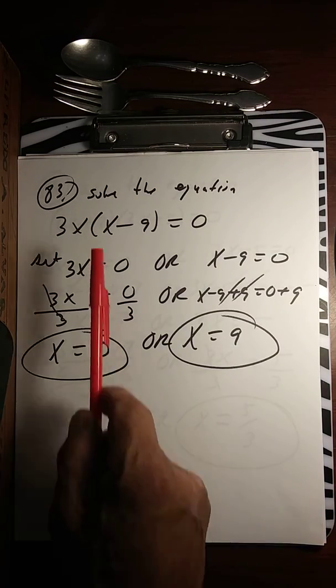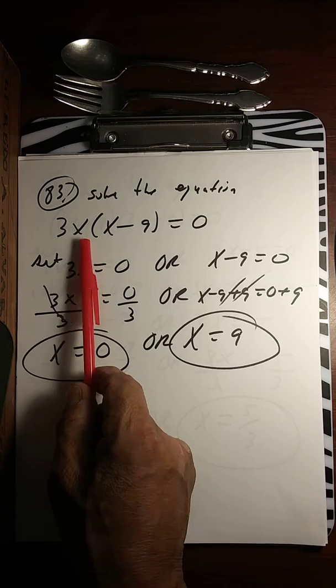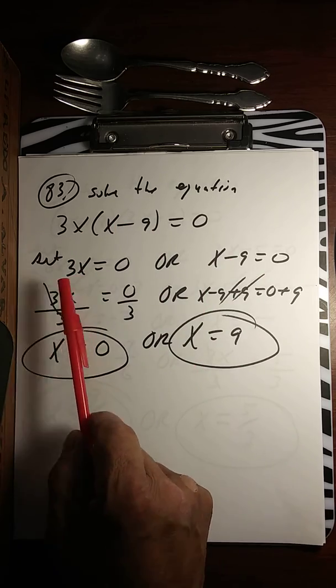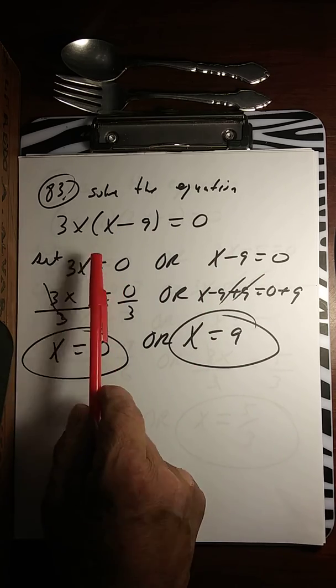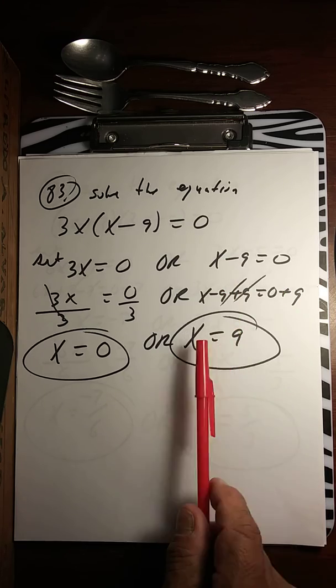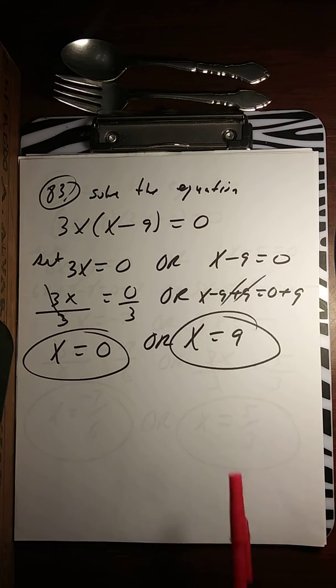Solve the equation. 3x, x minus 9 equals 0. So this one's 0 or that one's 0. So divide by 3, so x equals 0. And add 9, so x equals 9. So 0 and 9.